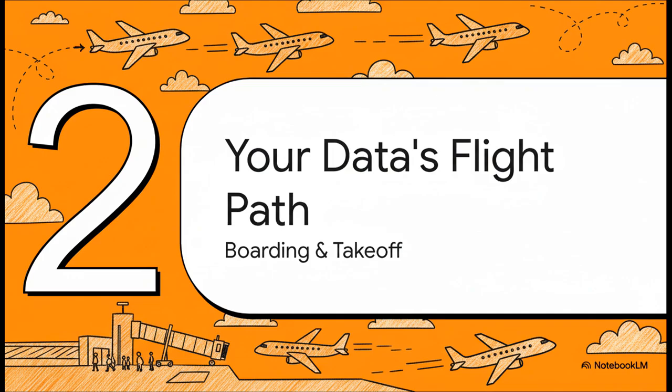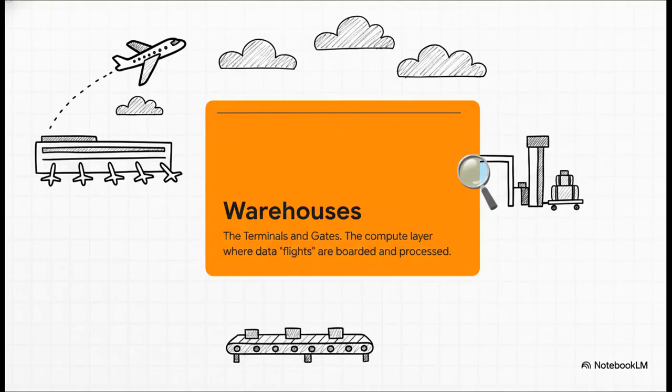Okay, we've got our airport and we've got our planes. Now let's get to the action. How do the passengers actually get on board and take off? This is where all the processing happens. In Snowflake, the compute layer is made of warehouses, which are exactly like airport terminals or gates. They are the spots where data flights are boarded and the actual work gets done.